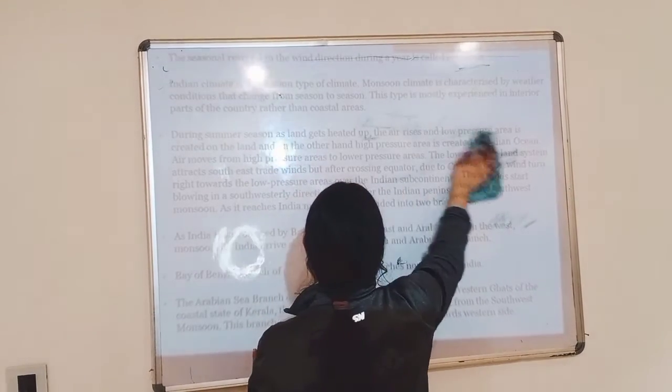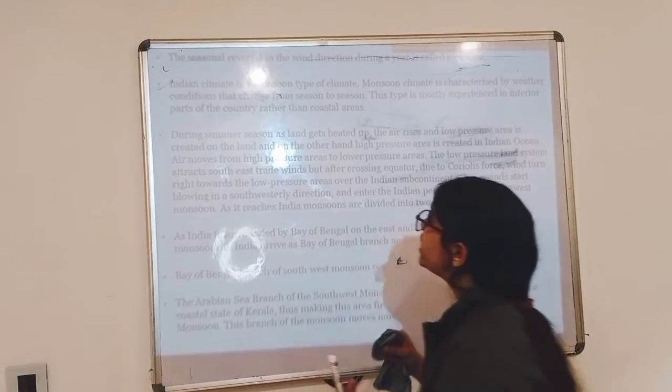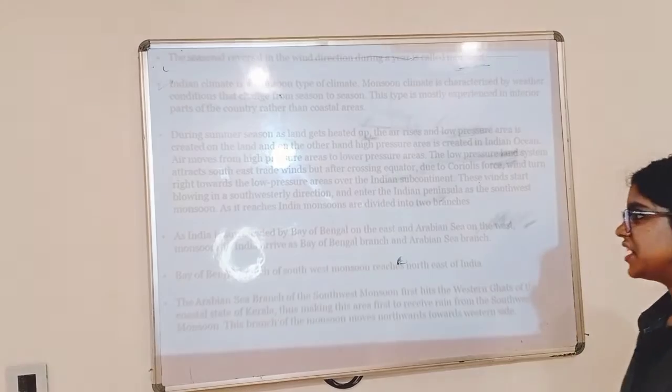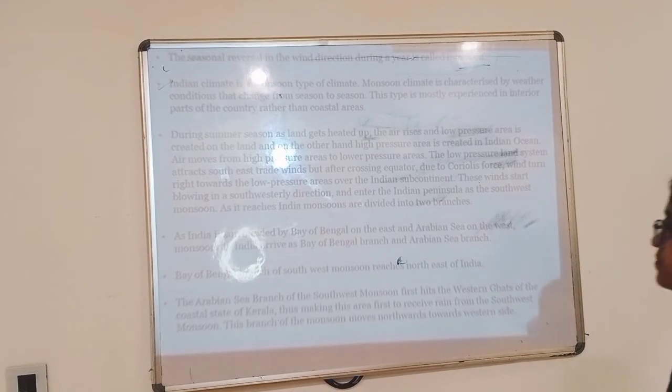This chapter is very lengthy. अभी only हमने मॉनसून ही यहाँ तक करा. A lot much is left. Okay.